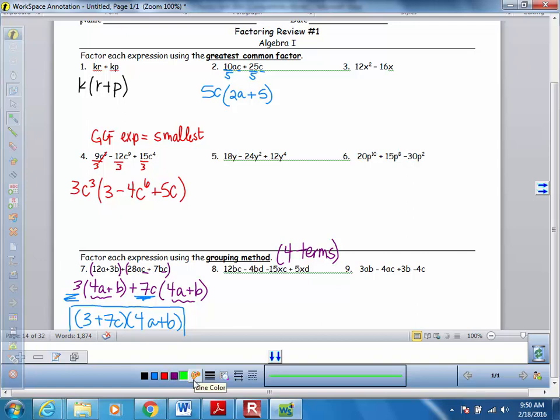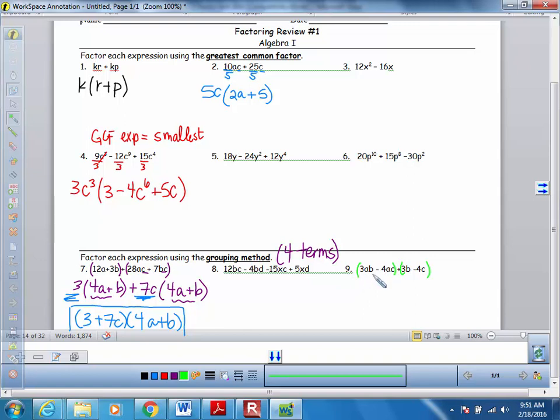Okay, let's try another one of those. So let's look at number 9. In number 9, the very first thing that I want to do is group my first 2 in parentheses and my last 2 in parentheses. If I think about the factors of 3 and 4, the biggest factor they have in common is 1. So I don't necessarily have to write 1 on the outside.